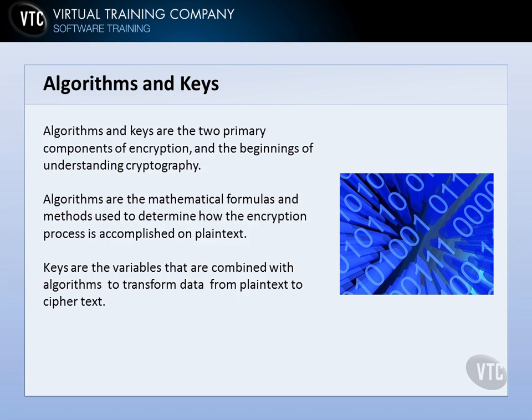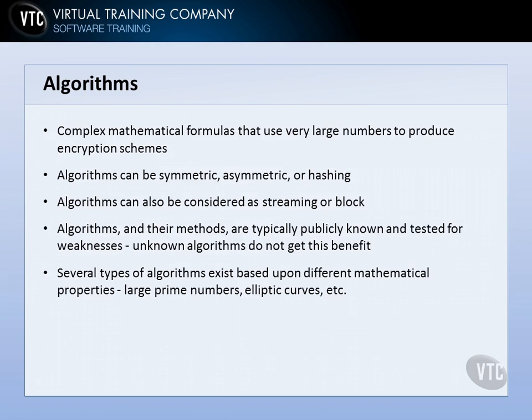Now, algorithms are basically the mathematical formulas and the methods that are used to determine how the entire encryption process takes place and how it's used on plain text to produce ciphertext. Now, the keys, on the other hand, are the variables that are combined with these algorithms to transform this plain text data into ciphertext. Let's talk about the algorithms a little bit more in depth.